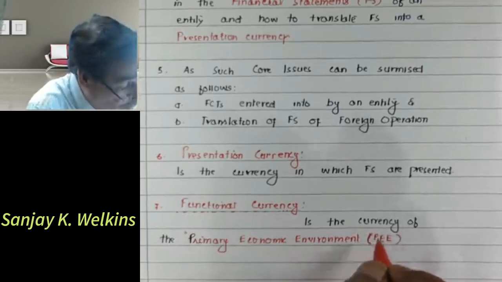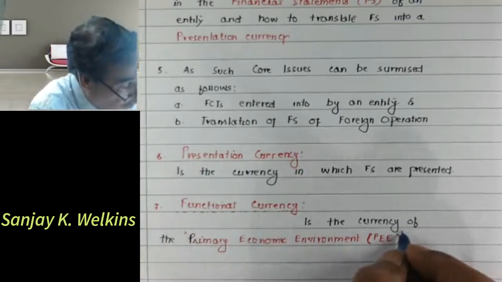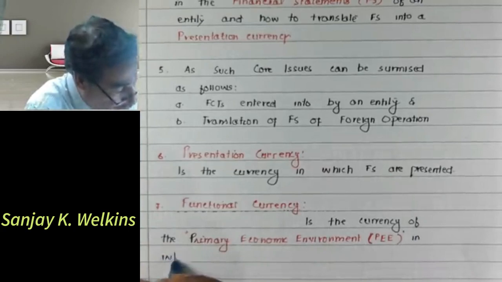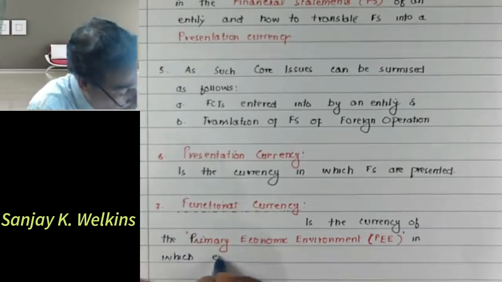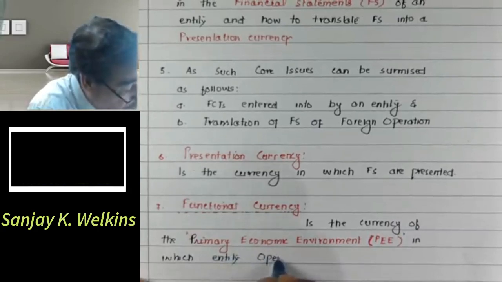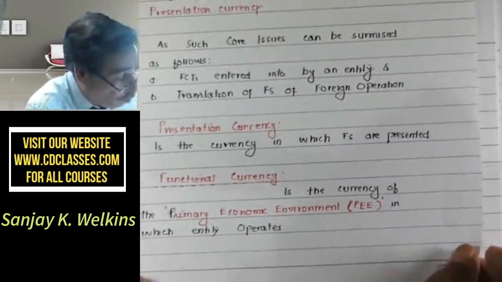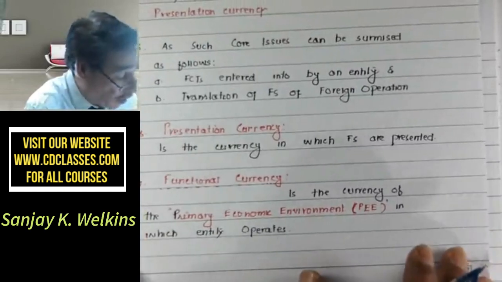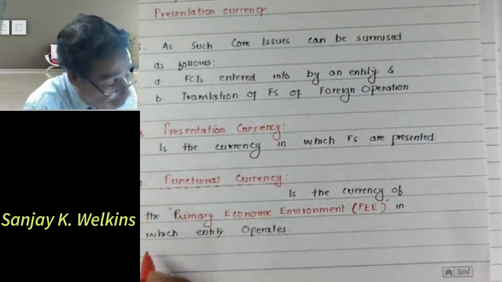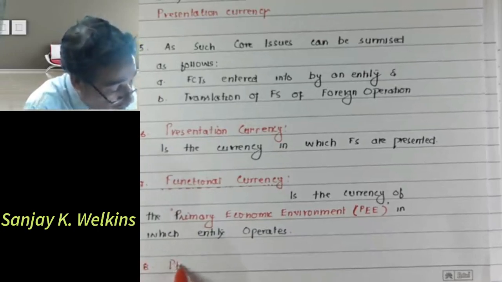Correct? Functional currency is the currency of the primary economic environment in which the entity operates. What does it mean? You will come to know about it very shortly. So let me first move further. That means, first of all, we need to understand primary economic environment, isn't it?